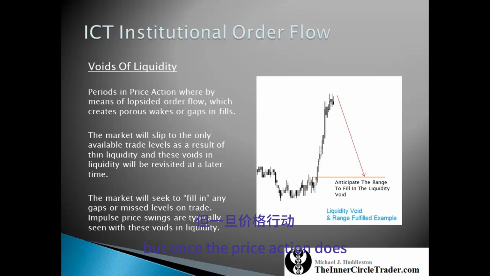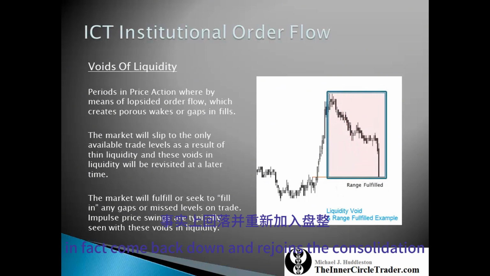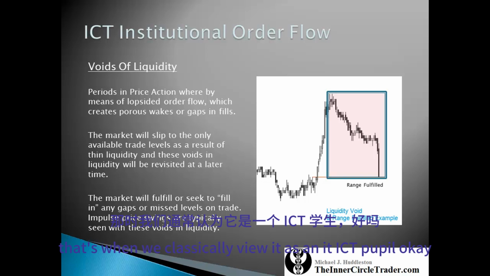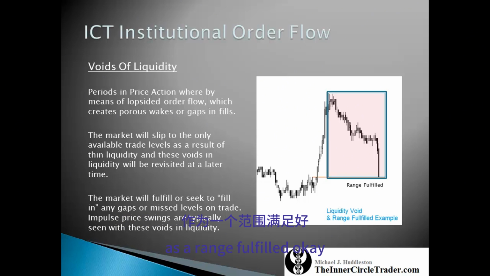But once the price action does in fact come back down and rejoins the consolidation back into the previous bullish order block, that's when we classically view it, as an ICT pupil, as a range fulfilled. Okay, so it's a filled range. So now we're trading inside the range. This now becomes what? What do you think would happen as a result of that?